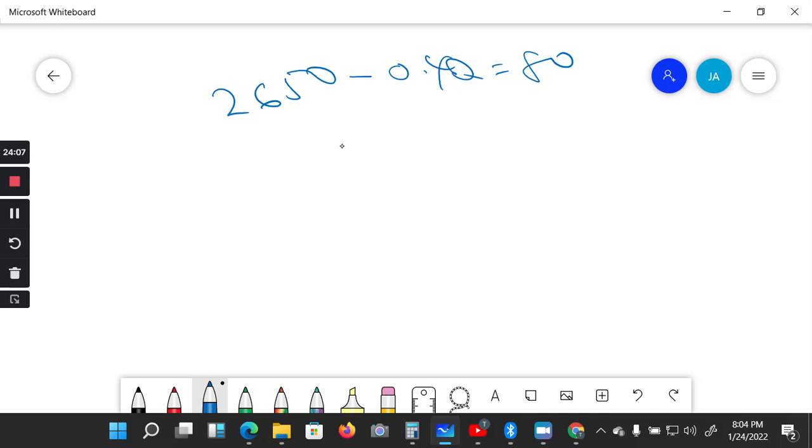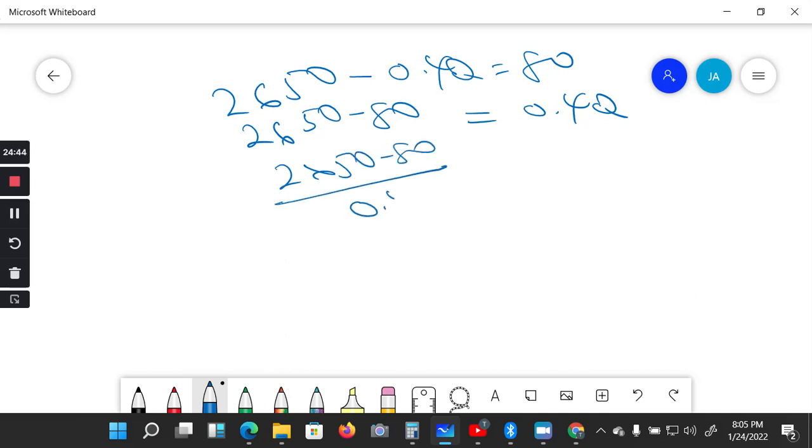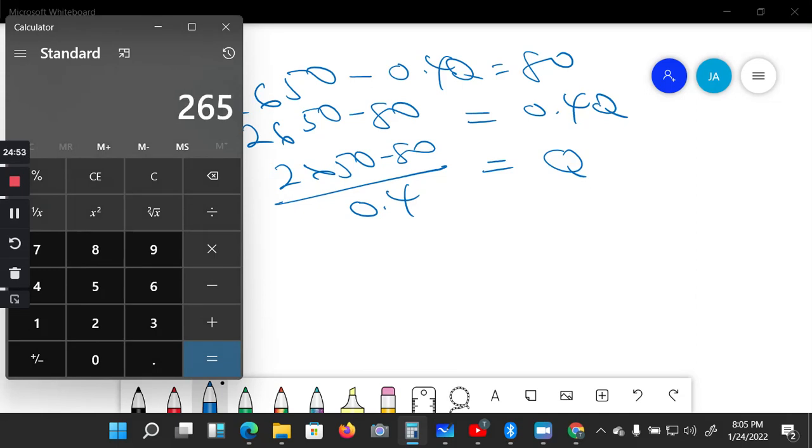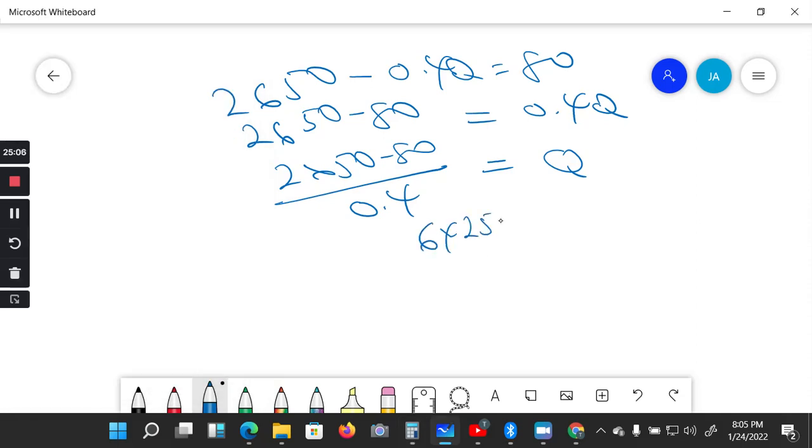That's very simple, isn't it? We just have to do 2650 minus 80 is equal to 0.4Q. Then 2650 minus 80 all over 0.4 is equal to Q. So if we use our calculators, 2650 minus 80 divided by 0.4, we get 6425, which is what Q is, the profit maximizing demand.